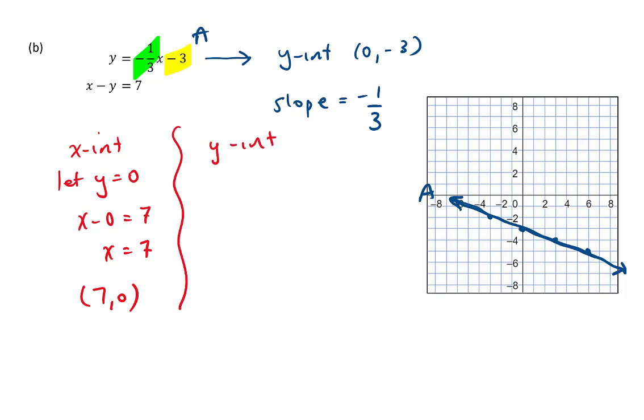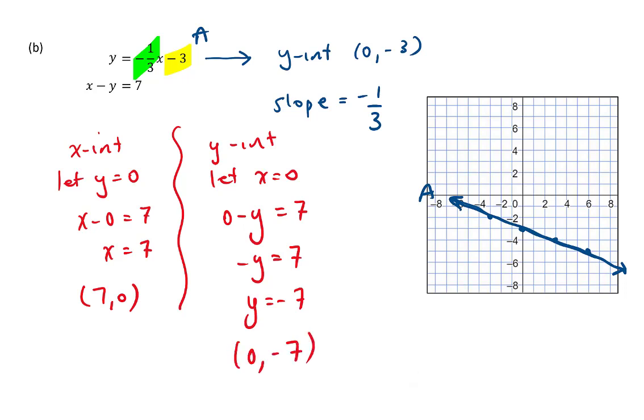Next is the y-intercept. So I'm going to let x equal 0. So I'm going to get 0 minus y equals 7. Don't forget there's a minus y there. So we get minus y equals 7. Divide both sides by negative 1, and we get y equals negative 7. Because remember, we want to solve for a positive y. So here we get (0, -7).